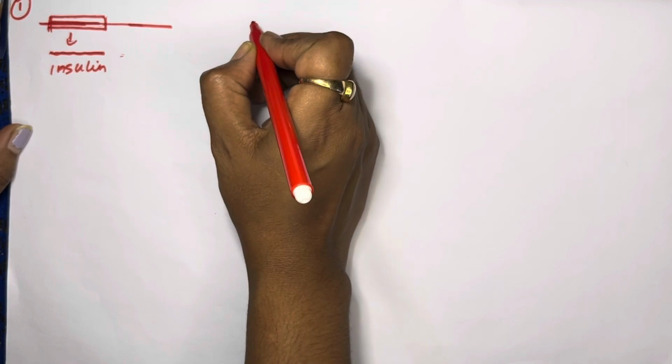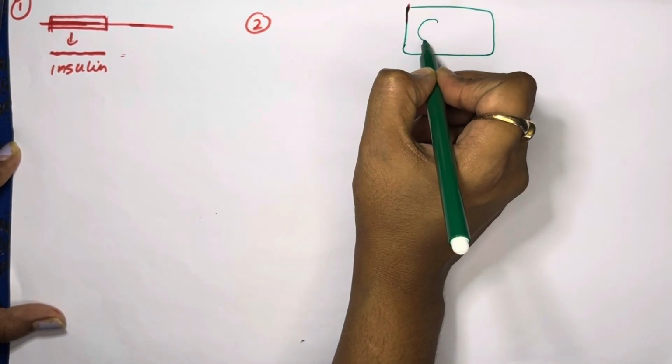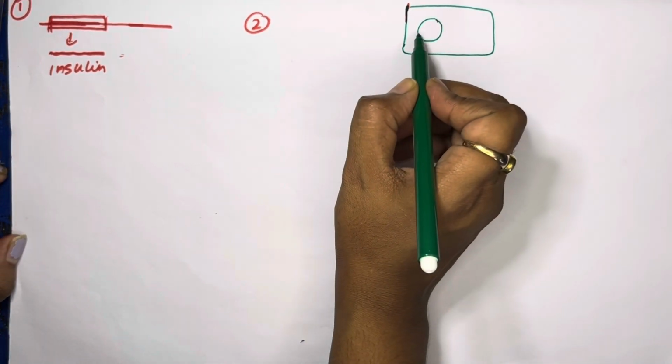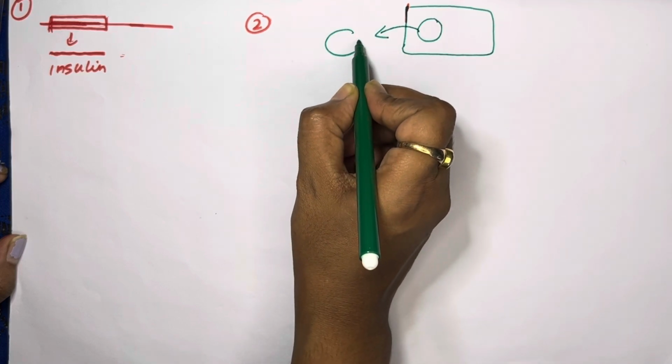Second step, what will we do? Suppose here we had a bacterium, and this bacterium had one plasmid. Then we will isolate the plasmid like this. We will isolate the plasmid.